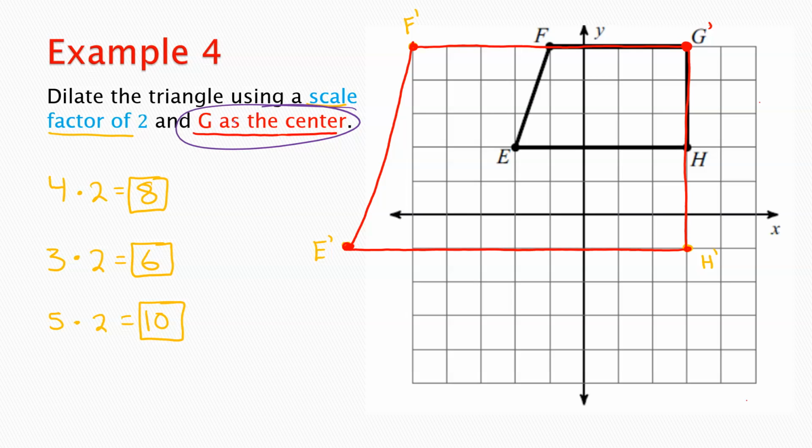All right, so be careful with the two types of dilations. If it's from the origin, use the coordinates. If it's not from the origin, if it's from a point on the actual shape, use the side lengths, and multiply those side lengths by your scale factor.